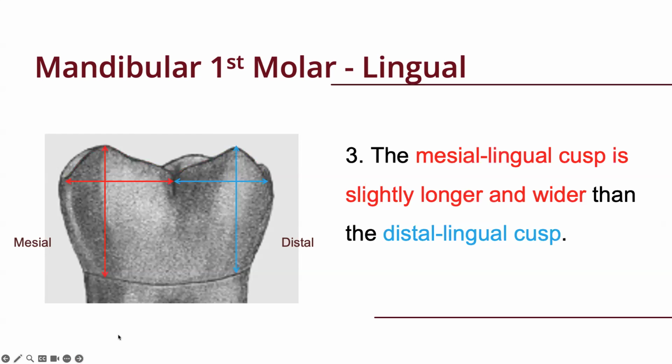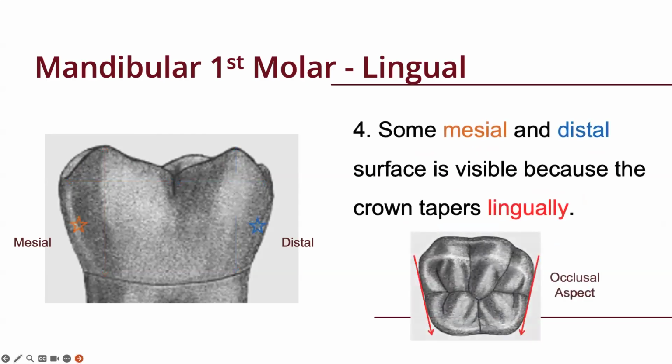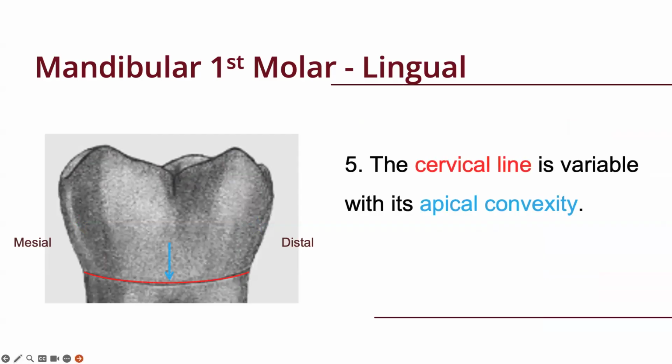The mesial lingual cusp is slightly longer and wider than the distal lingual cusp. Some mesial and distal surface is visible because the crown tapers lingually. Okay, so you'll see some of the mesial surface and some of the distal surface from this lingual view because of the tapering of the tooth towards the lingual. The cervical line is variable with its apical convexity.